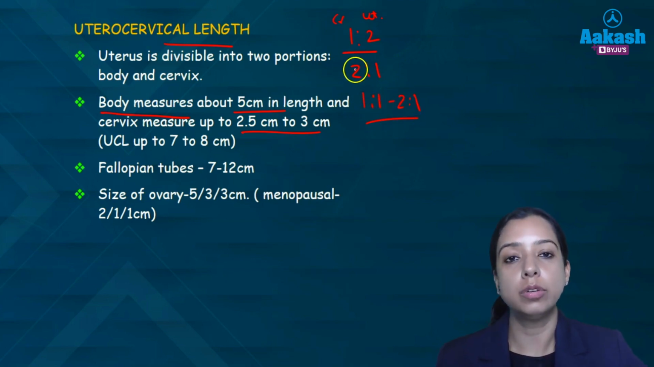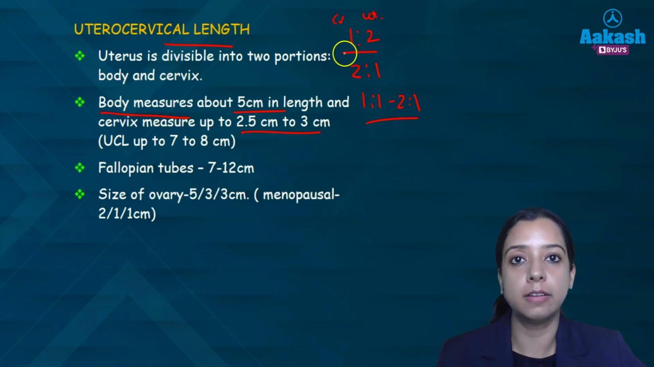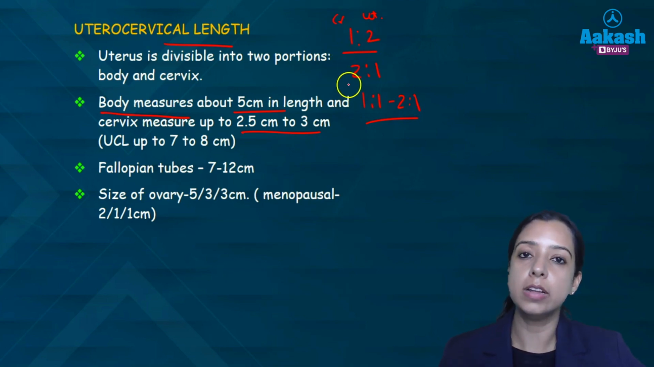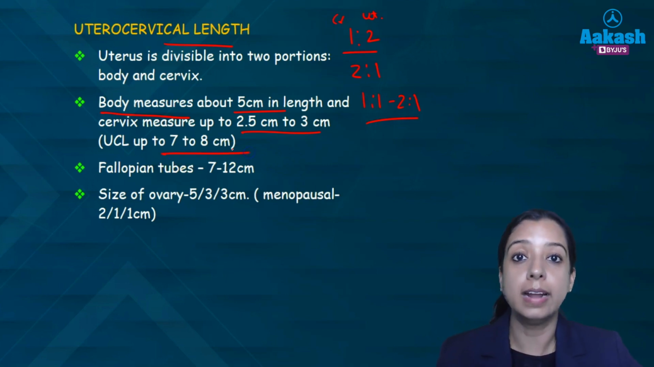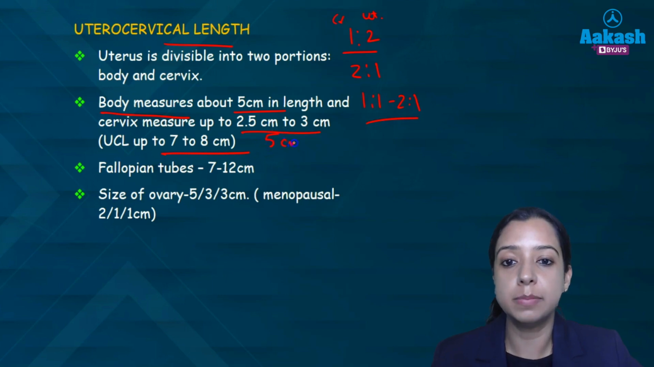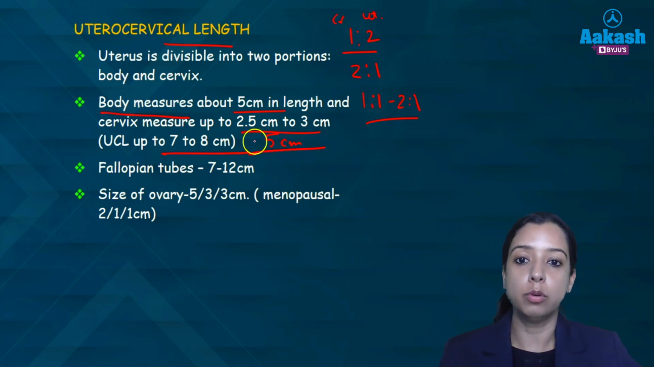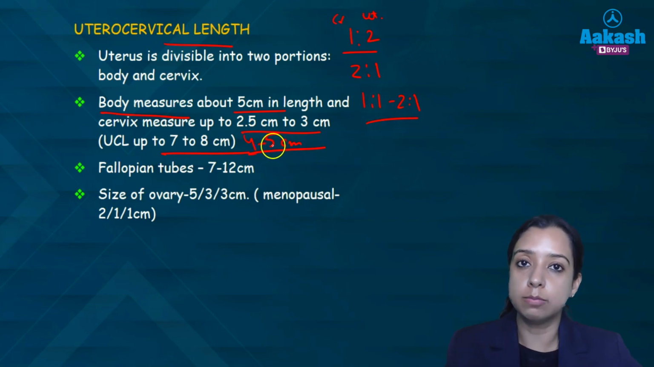So the uterus is almost 5 cm and the cervix is 2.5. So the average UCL in a reproductive age female is 7 to 8 cm. This is the average length. Whereas it is reduced to almost 5 cm in a postmenopausal woman. So in a postmenopausal woman the UCL can be asked as 4 to 5 cm because it's a small uterus. So you need to use a smaller instrument when you are doing any intrauterine procedure.